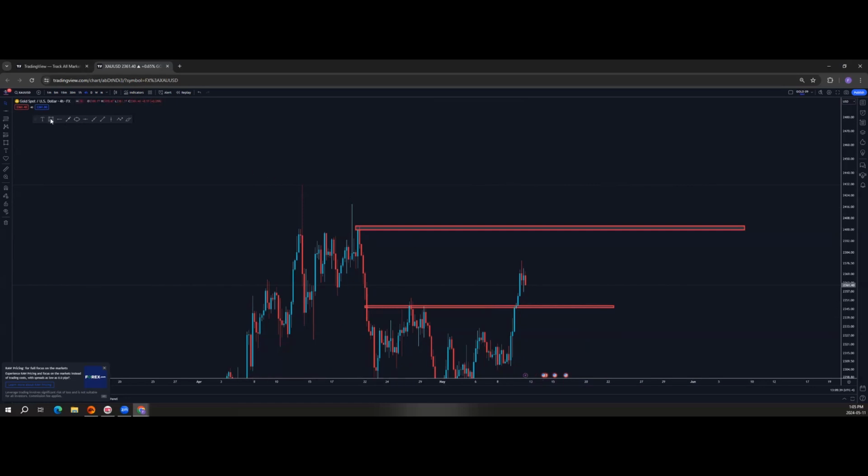Exactly. We could also say that this is a support as well because price closed bullish here. It did get rejected off there, didn't it? Exactly. But we also got a close here, which means we broke support. So you see how I'm going by candle? Okay, I see.